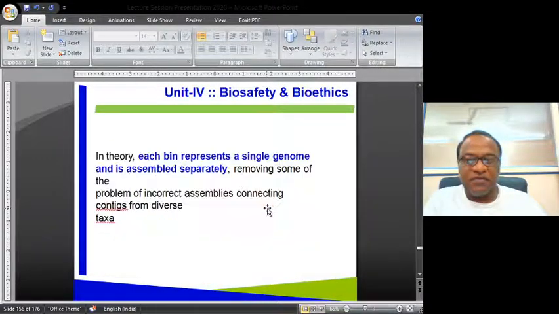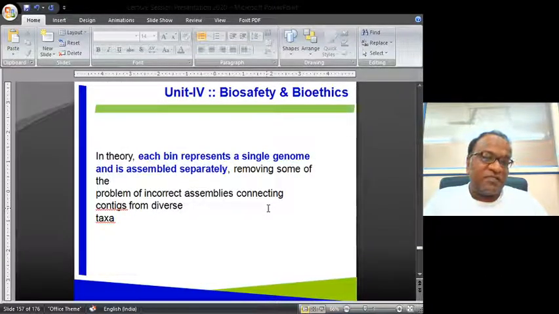Is that clear? So in theory, each bin represents a single genome. You have to be very, very careful. Each bin represents a single genome and is assembled separately. We know that. What is binning? Binning is genome clustering into groups.